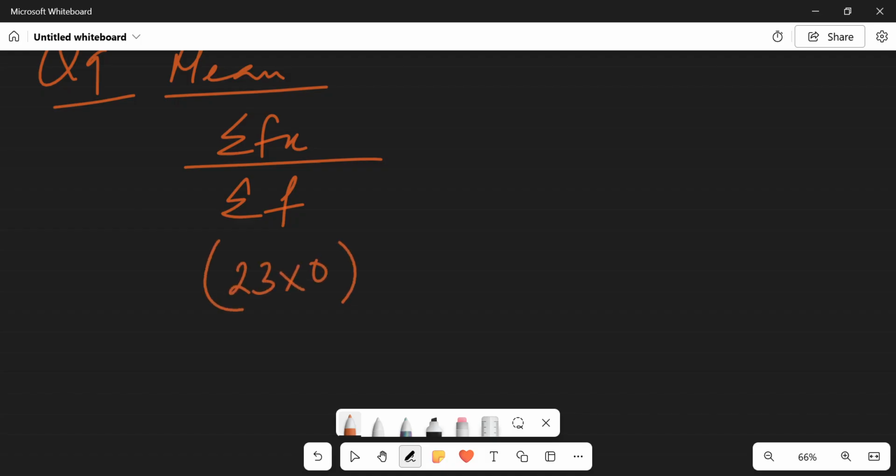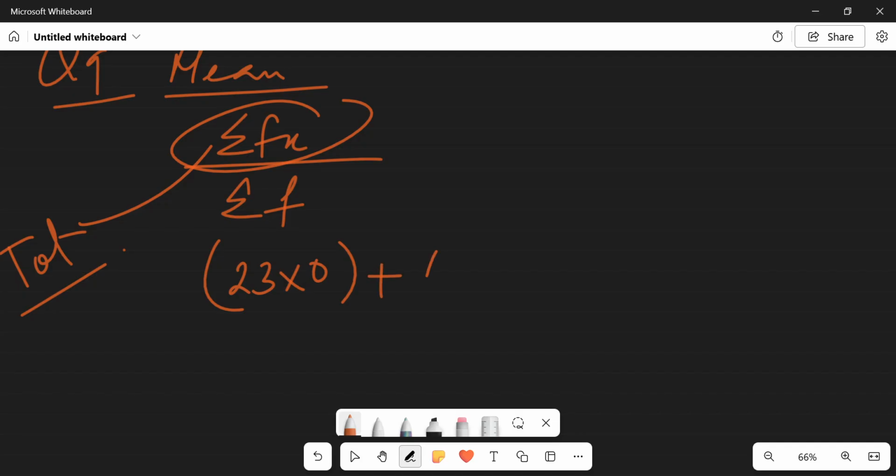We need to find sigma, which means total. So 23 times 0, plus 4 into 1, then 5 into 2, and then 2 into 3, then 2 into 4, then 1 into 5, 2 into 6, and 1 into 9. And then you need to find sigma f also, because here we only need to find the mean.